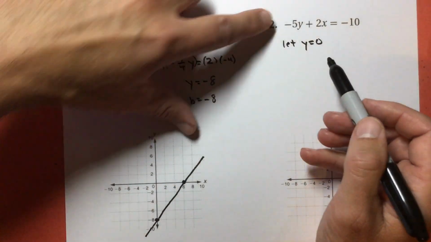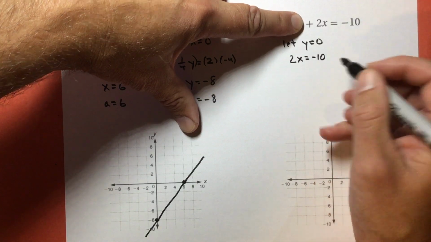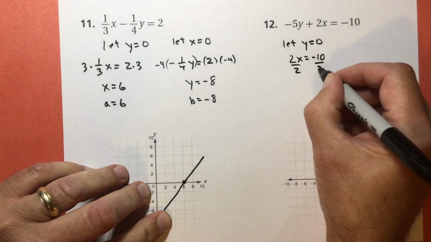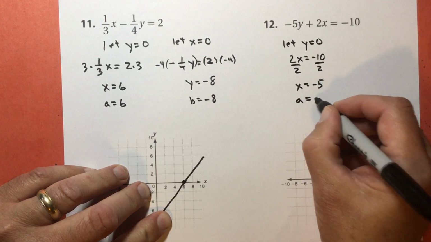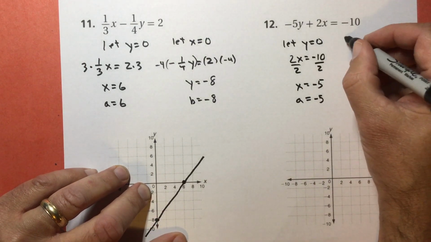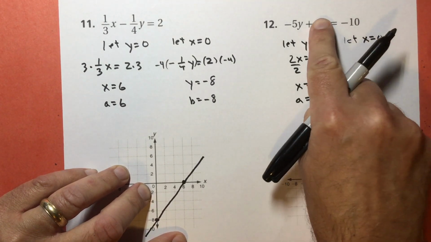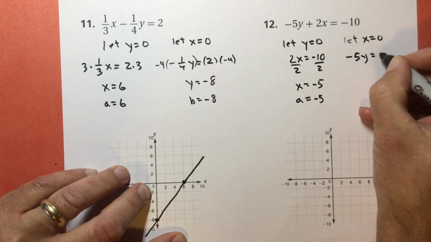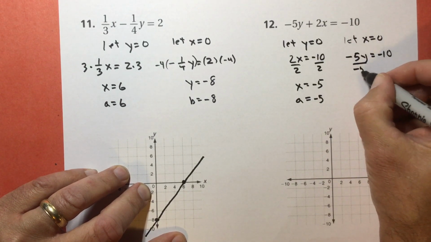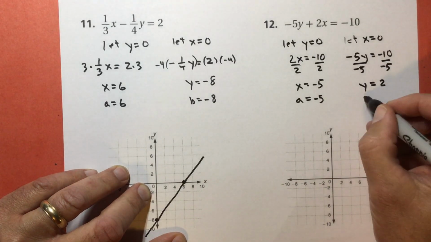If I let y equal 0, I get 2x equals negative 10. Divide by negative 2, and x equals negative 5. If I let x equal 0, 2 times x is 0, so I get negative 5y equals negative 10. Divide by negative 5, and I get y equals positive 2.